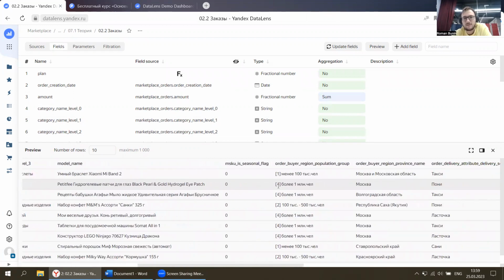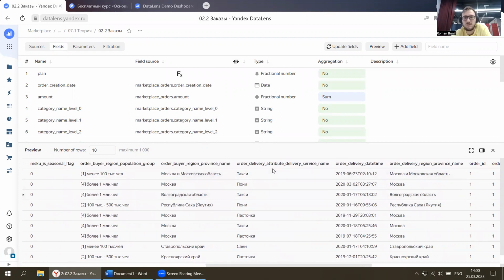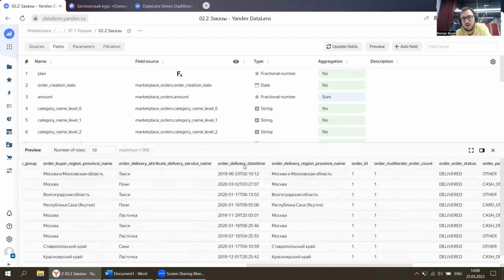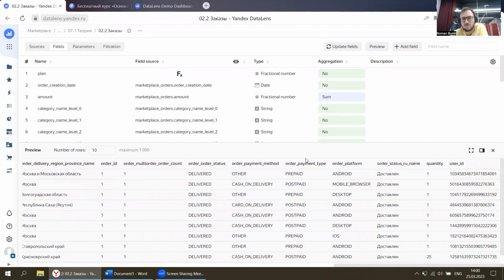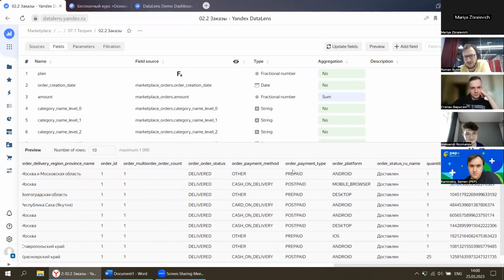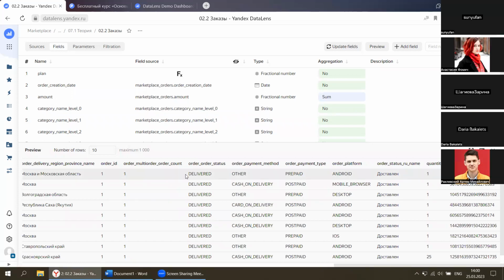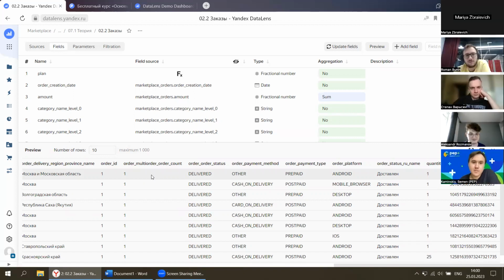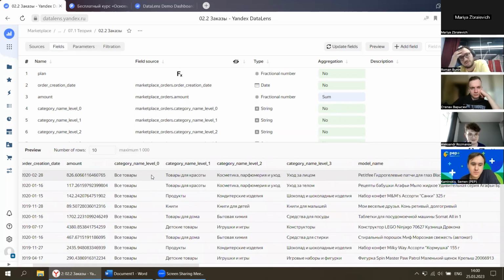And we have the information about who bought it in terms of the region, how it was delivered. We also have some information about order date and delivery date for this order. And maybe also information about which platform the order was created on, whether it was prepaid or not prepaid, and so on. But the main idea is that it's quite a granular data set. It's about orders, and all of these dimensions of the order.